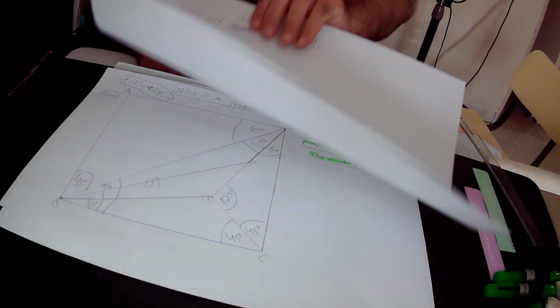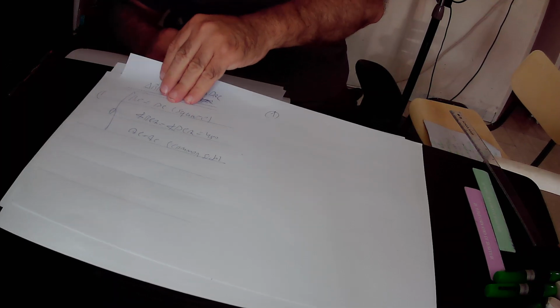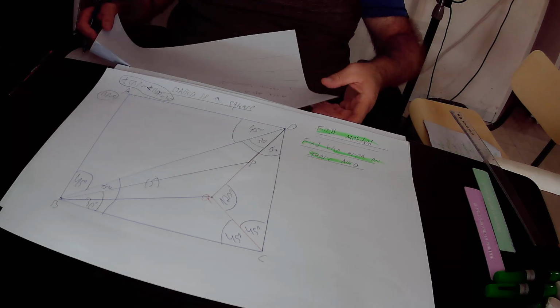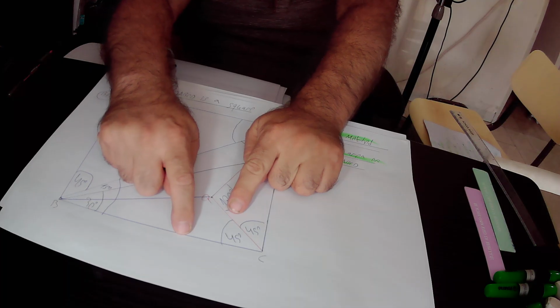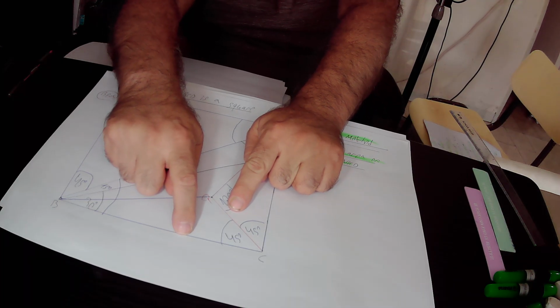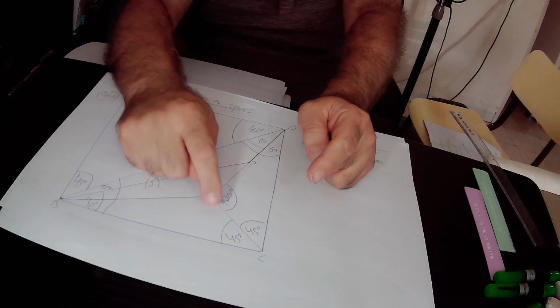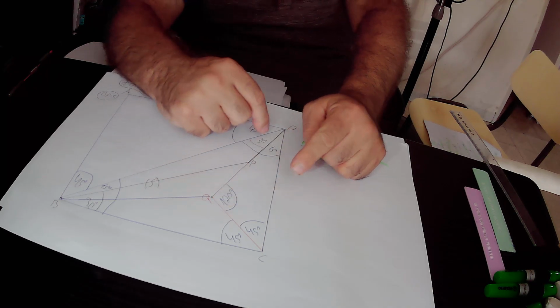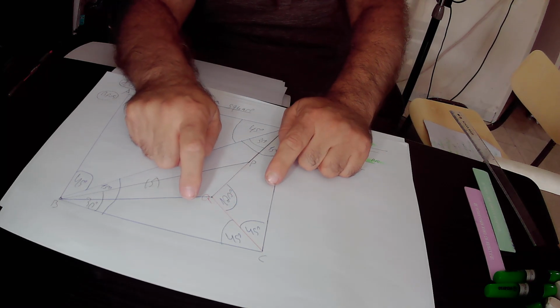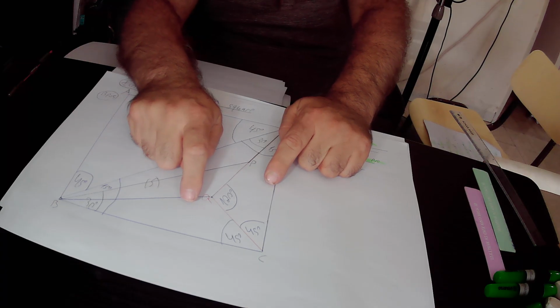Again, QC is a common side that belongs to both triangles. So QC equals itself, a common side of both triangles. So I should prove that those two sides and the angle included between them in this triangle BQC are correspondingly equal to those two sides and the included angle in this triangle BQC. And therefore those two triangles can go into each other according to the side angle side rule.